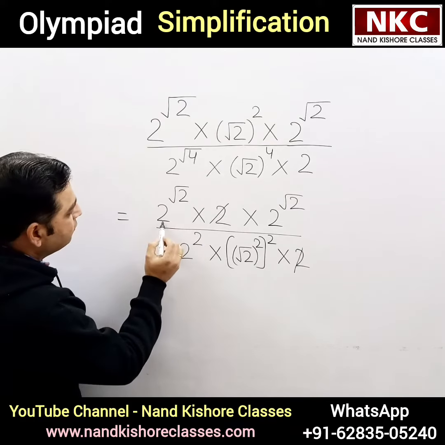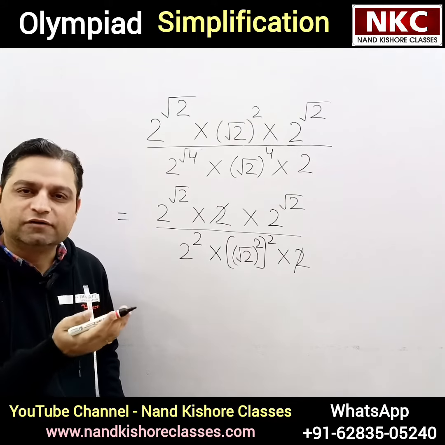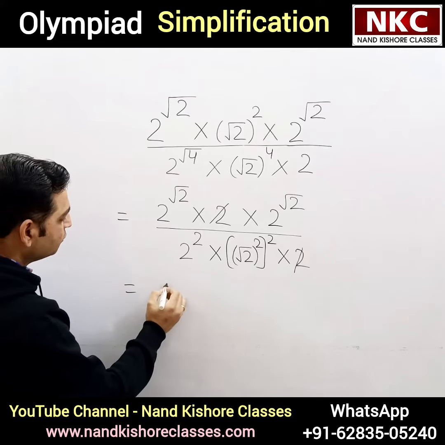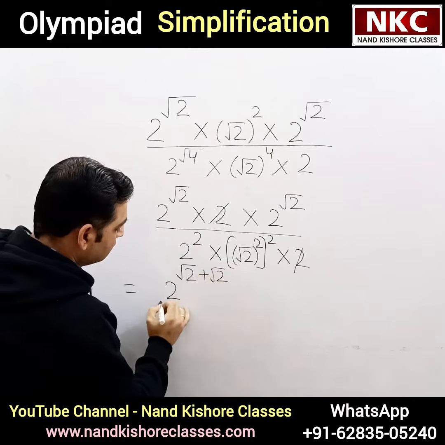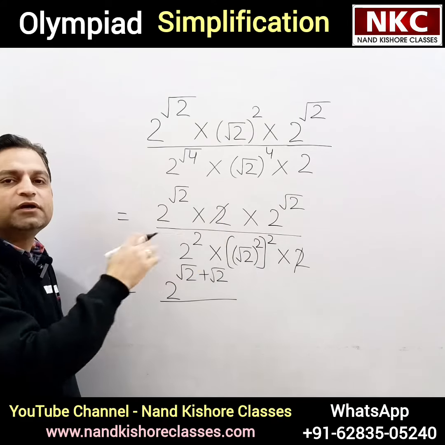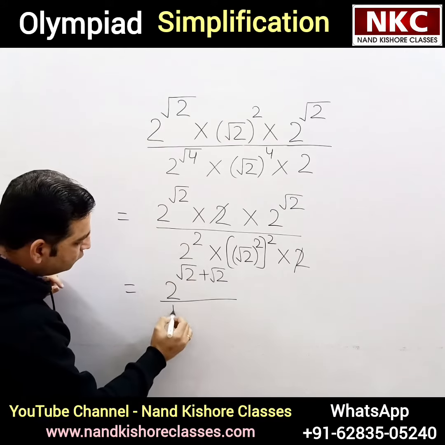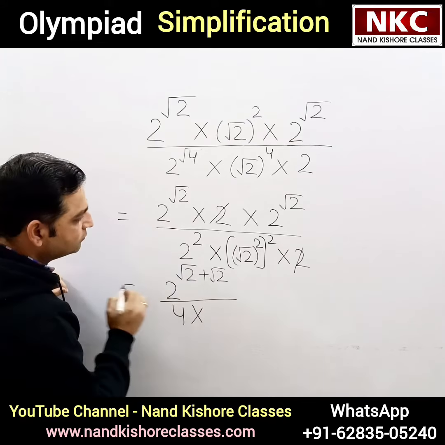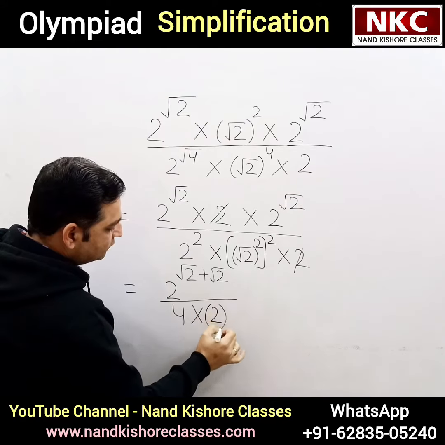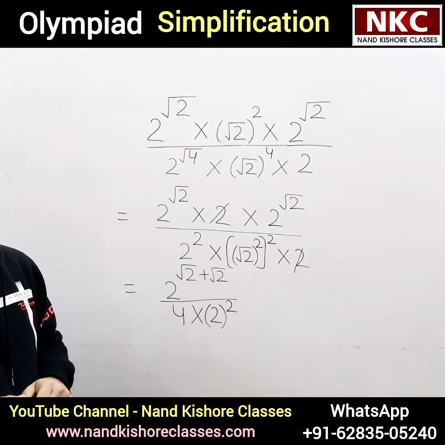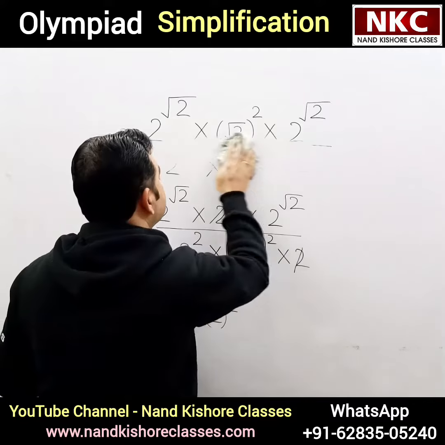now check the numerator. 2 and 2, same base is there. When base is same, then exponents are added. That means what we can do, it will be 2 to the power square root of 2 plus square root of 2. That means exponents are added. And here in denominator, 2 square becomes 4. Then multiply, root 2 square is 2, so we get 2 inside square as it is. I hope this step is clear.